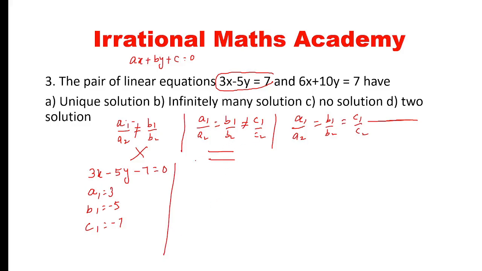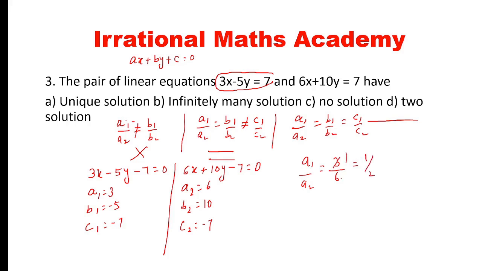Next, 6x plus 10y minus 7 equal to 0. a2 value is 6, b2 value is 10, and c2 value is minus 7. If you observe, let us check a1 by a2. First thing I'll do, what do I get here? a1 by a2, that is 3 by 6, that is 1 by 2 I'll get.